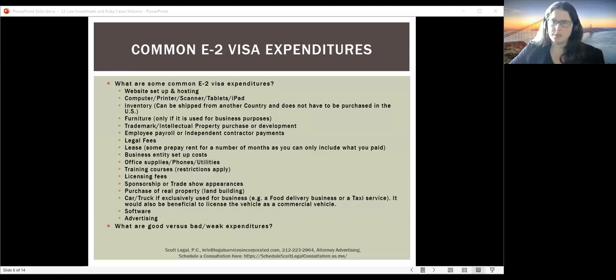It certainly is possible to provide screenshots if the website's not live yet, or if it's in development. But this is generally quite an important expense. They want to understand, how are you going to market to your customers? How are they going to learn about you? How are you going to get business? Computer equipment, things that you would need for yourself and your employees, those are strong expenses. If you have inventory for your business, that's a very strong, tangible expense.